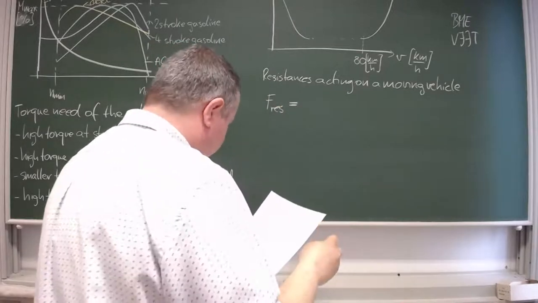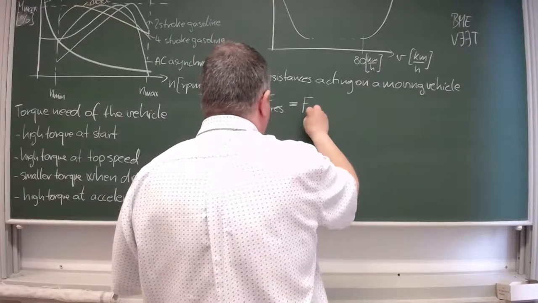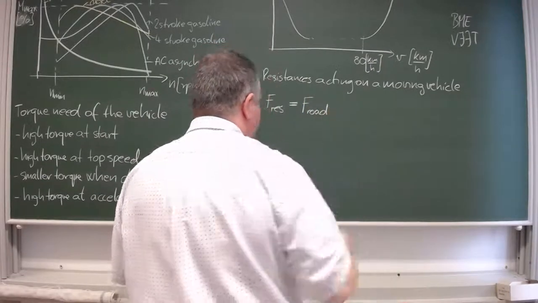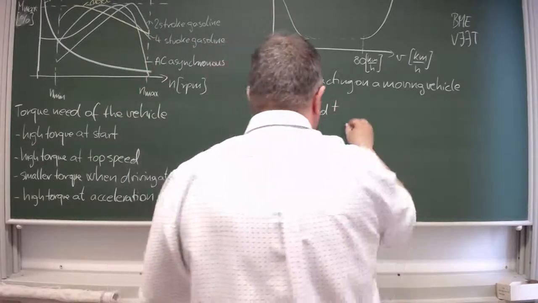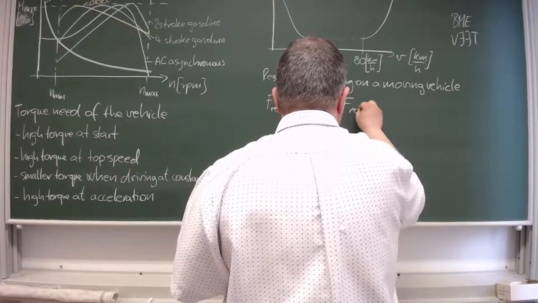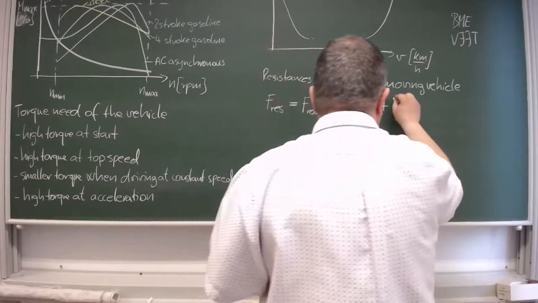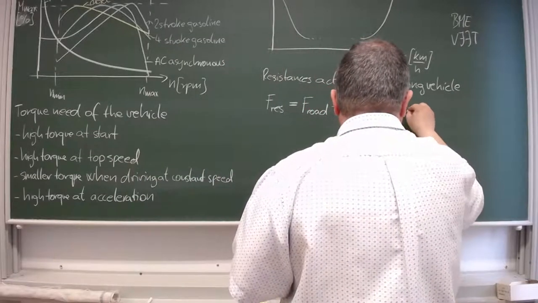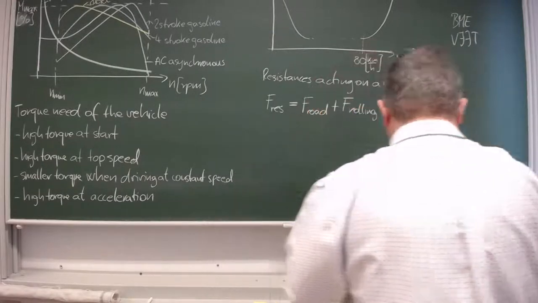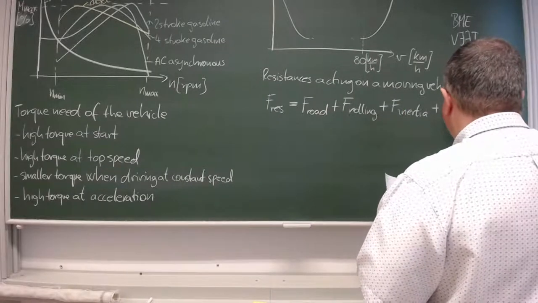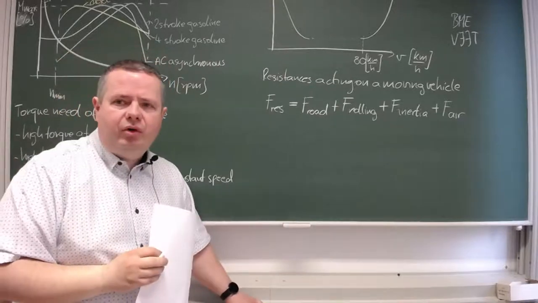So we have the resistant force. It's composed of the following components. You get the F road resistance, plus F rolling resistance, plus F force of inertia, plus F of the air drag. Okay? These are the four components.